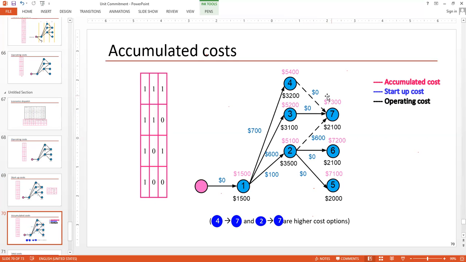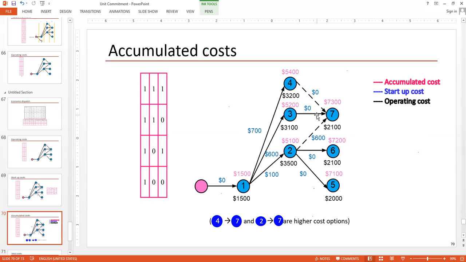This 7300 is basically not the accumulated cost following this path. Okay, so these 2 paths, now you see they are again shown by dotted lines. Means if you calculate this cost, how much is it?